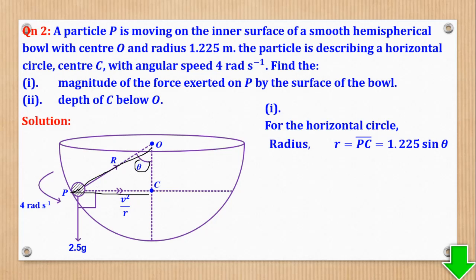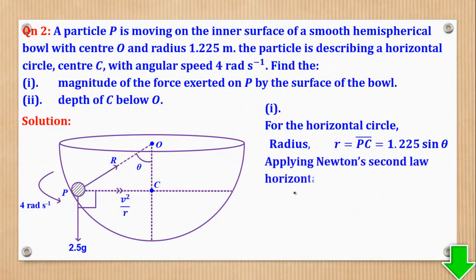So resolving horizontally, it gives you 1.225 sine theta. Then applying Newton's law horizontally. Now here we are saying horizontally, because now this will be the horizontal. But if you say radially, it means you are taking this as the center. So radial means towards the center C. So towards the center C, when I resolve, this is entirely vertical, so it has no component along that towards C.